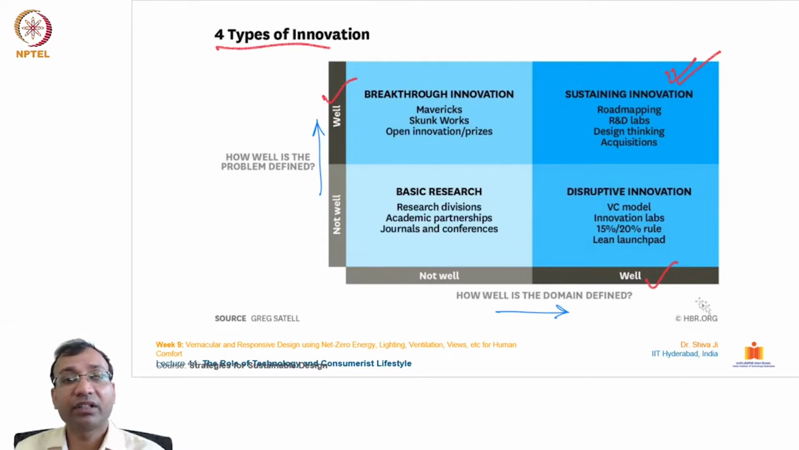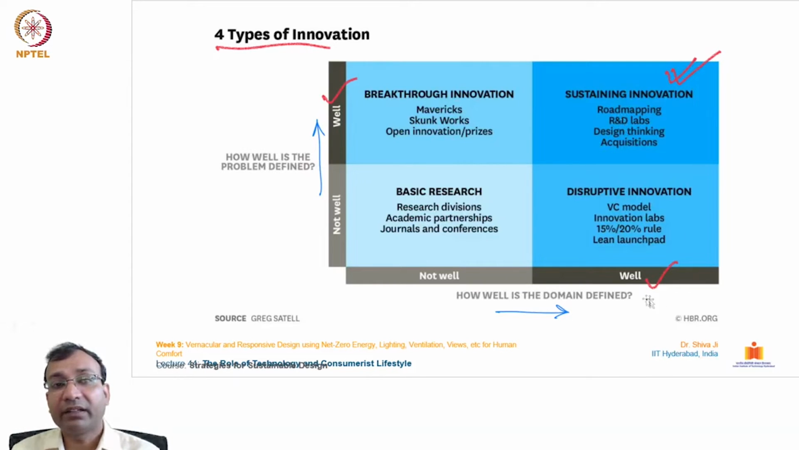Further, from HBR, there are four types of innovation they have given, which I have listed down over here. On the x-axis, we have how well the domain is defined: not well defined, or properly defined. On the y-axis, we have how well the problem is defined: not well defined and well defined. In these four quarters, we can understand in what scenario, what type of innovation is likely.